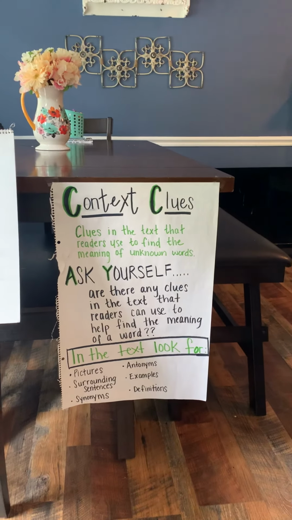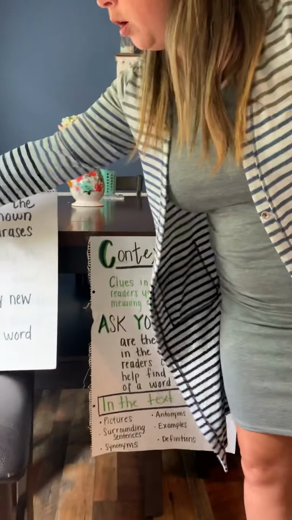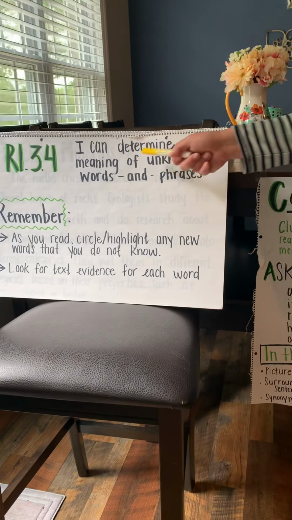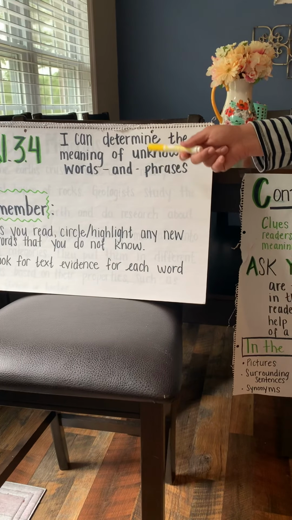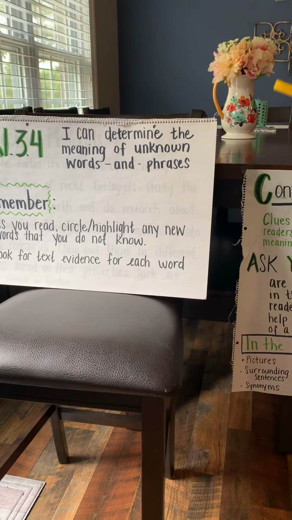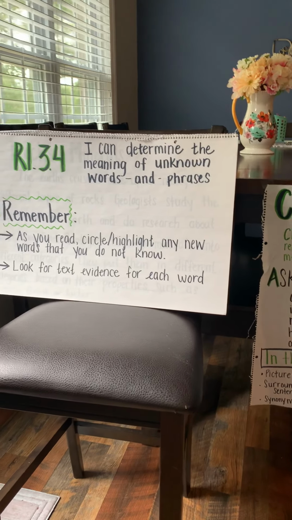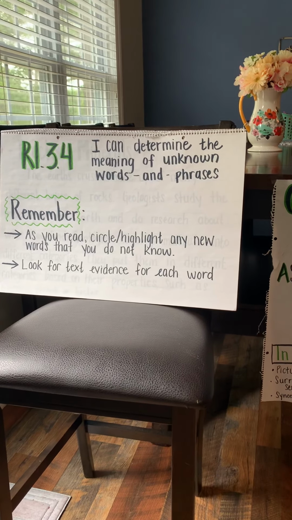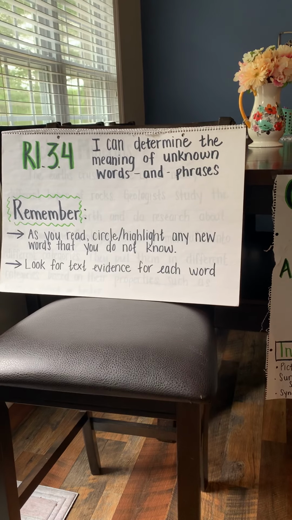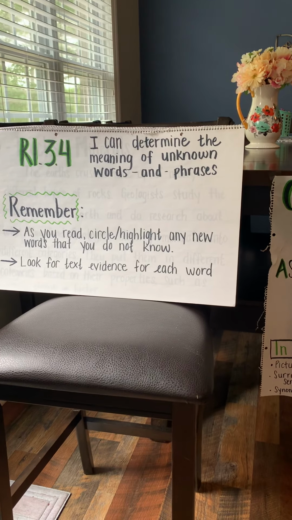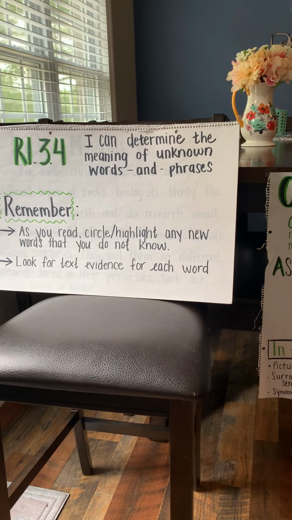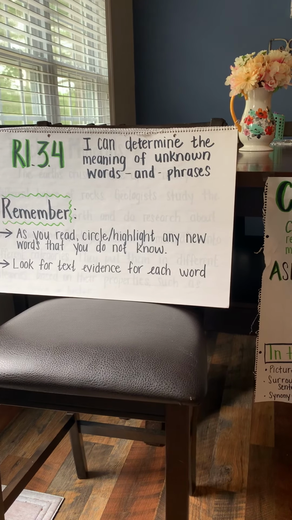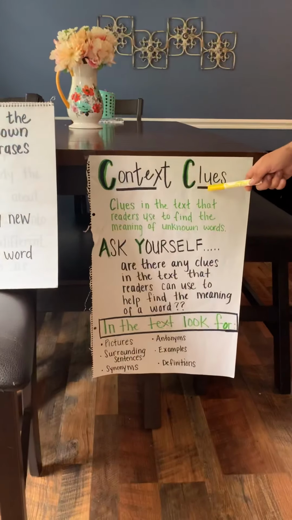All right, you guys, so we are going to be talking about our standard RI.3.4, which says I can determine the meaning of unknown words and phrases, okay? Now, we remember doing this when we were sitting in whole group and we were all working together. We were reading the passages and going back and circling words that we didn't know and then using the clues in the passage to help us figure it out. So context clues, here we go.